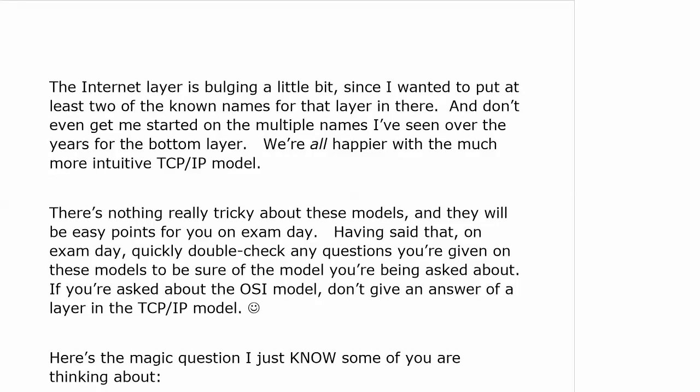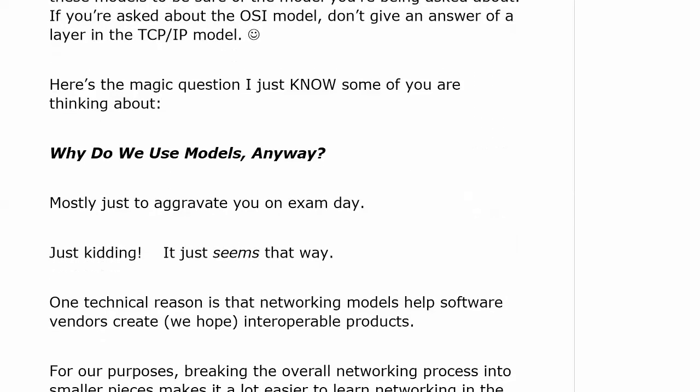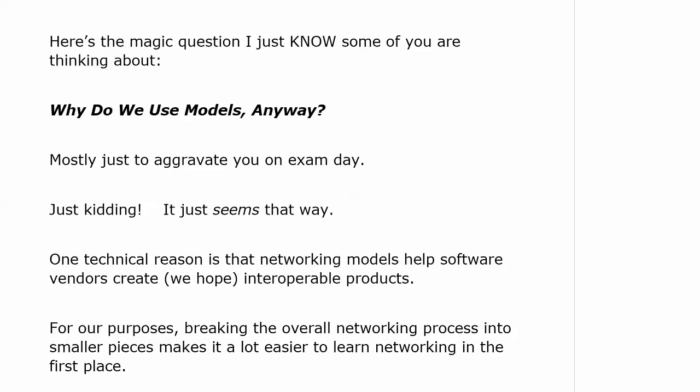Now, one more question that I know some of you are thinking about at some point in this part of the course: why do we use these things anyway? And it's not really to aggravate you on exam day, although it may seem that way. One technical reason is that networking models help software vendors create what we hope are interoperable products. And that doesn't always happen, but it usually does. But that's not something that really impacts us immediately. Now, since we're the people who may be putting that software in, it impacts us then.